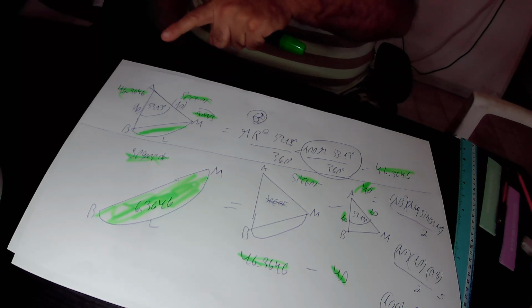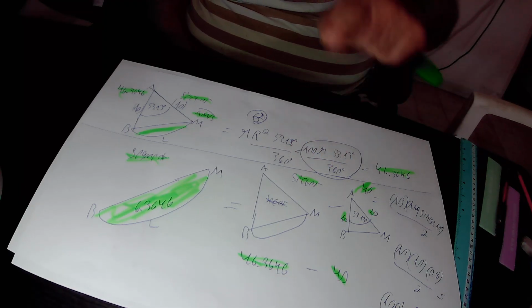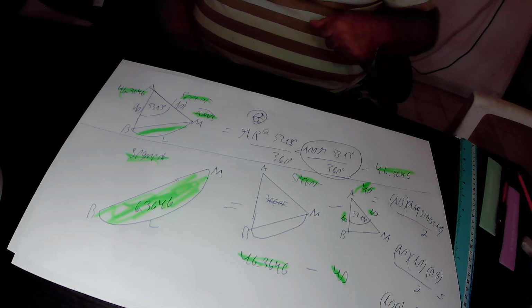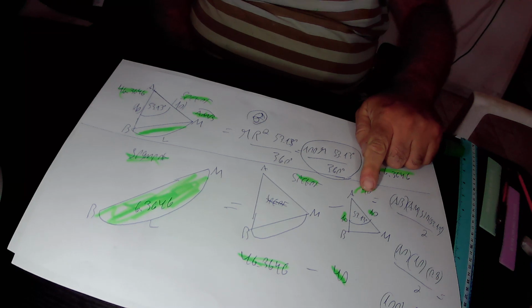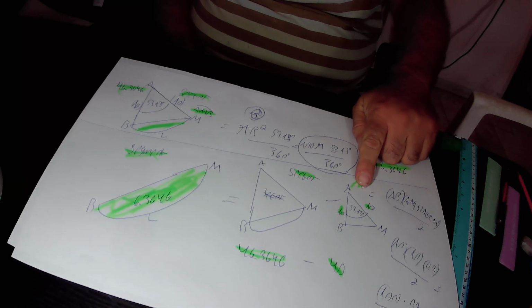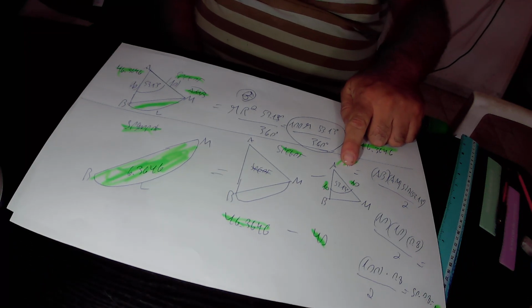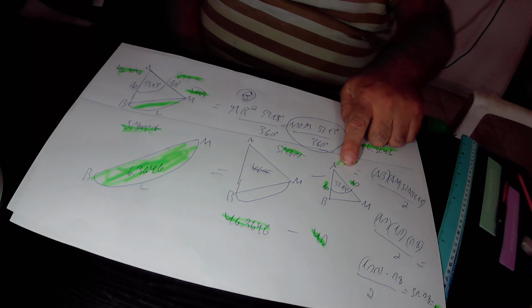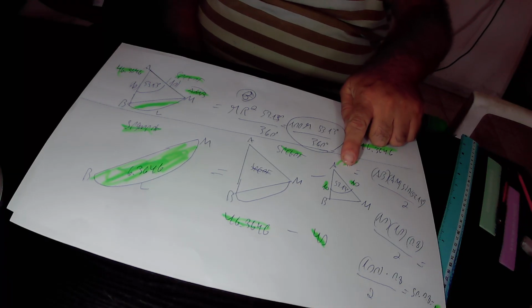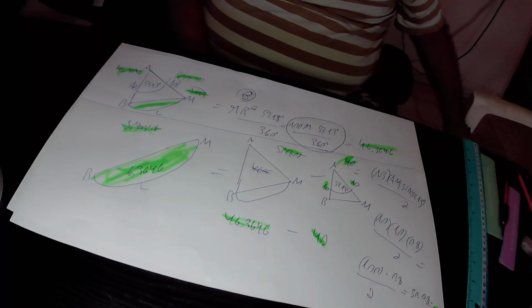We already found out that the area of sector ABM equals 46.3646 square units in size, minus the area of this triangle ABM. In order to find out the area of this triangle ABM, I presented to you a new formula that will help us to find out the area of any triangle.